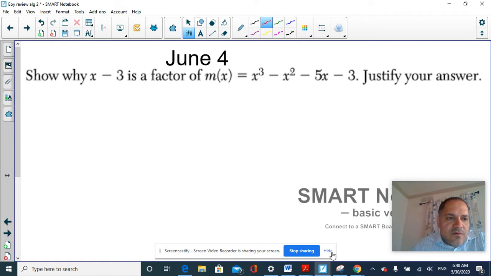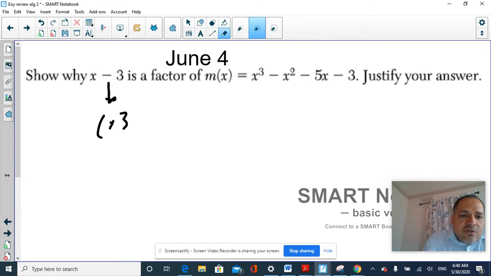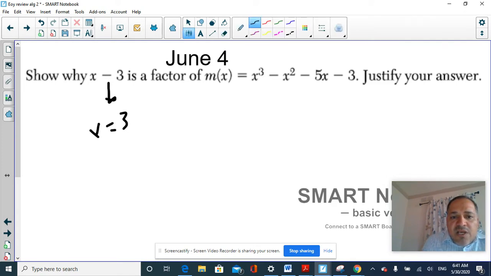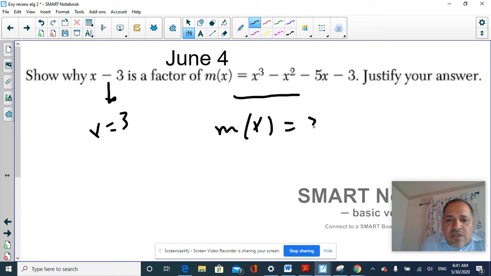Today is June 4th. The first question we have: show why x minus 3 is a factor of m of x. Justify your answer. If you remember the remainder theorem, we mentioned that if x minus 3 is a factor, then you plug in x equals what? Yes, positive 3. So if you look at the question, when x equals 3, if it's a factor, m of x must equal 0.